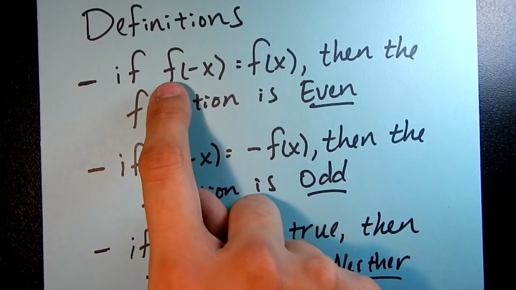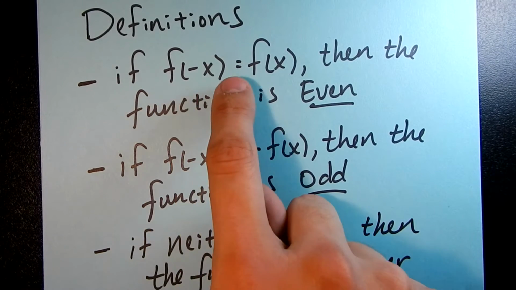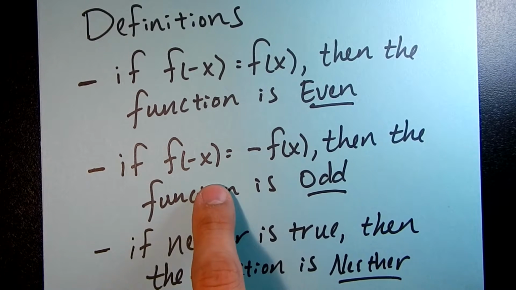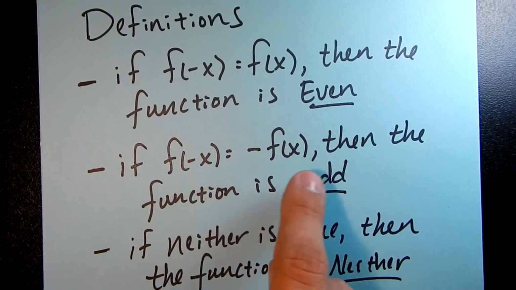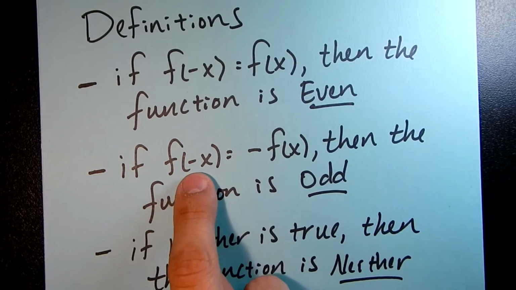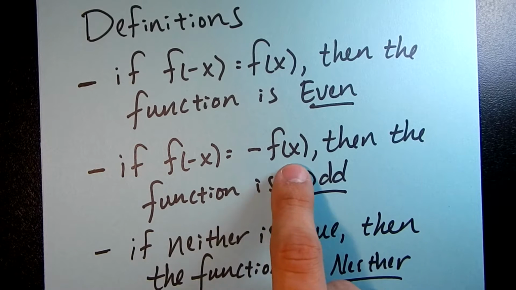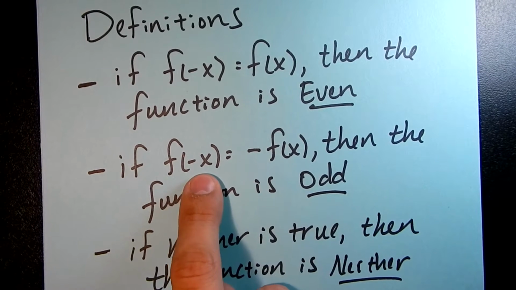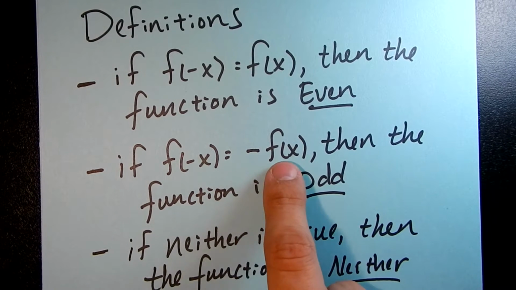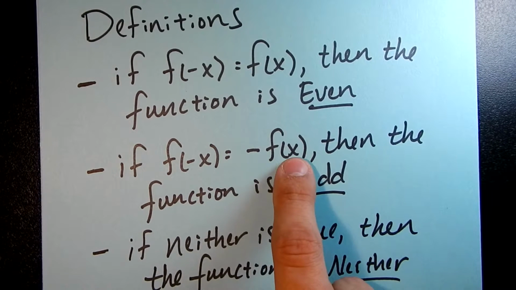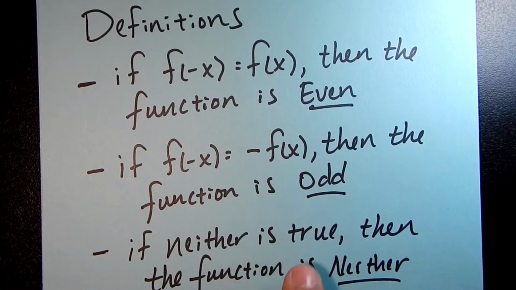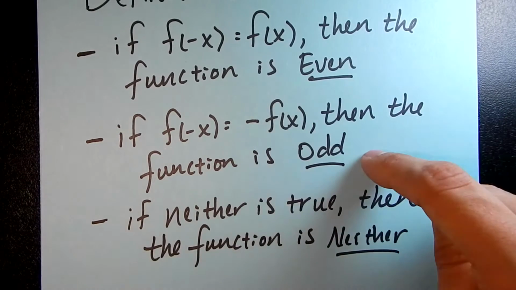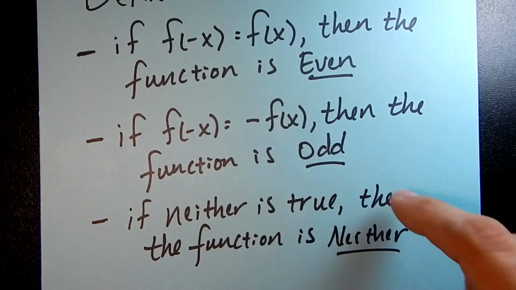So the way we say that is if f of negative x is equal to f of x, then the function is even. Okay, so the second definition says basically the opposite. So if f of negative x is the opposite of f of x, then the function is odd. So that's saying if you put in a negative number and you get the opposite of the output you would have gotten if you put in the positive number, then that means your function is odd. If neither is true, then the function is neither. So a function doesn't have to be just even or odd. It could be even, odd, or neither.